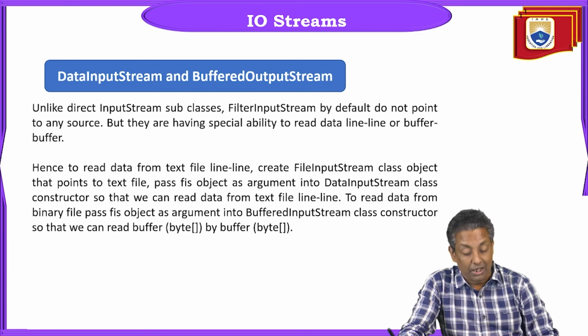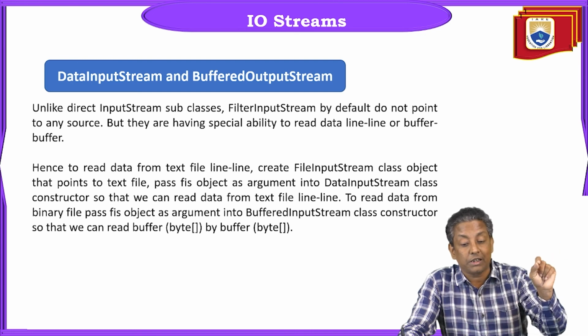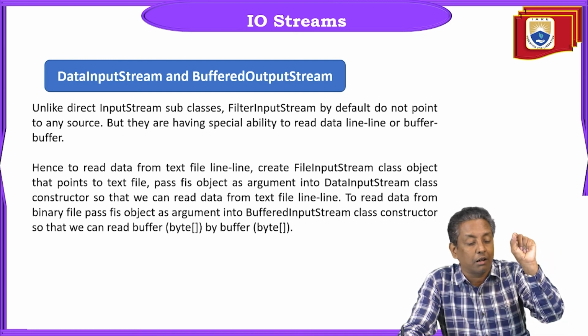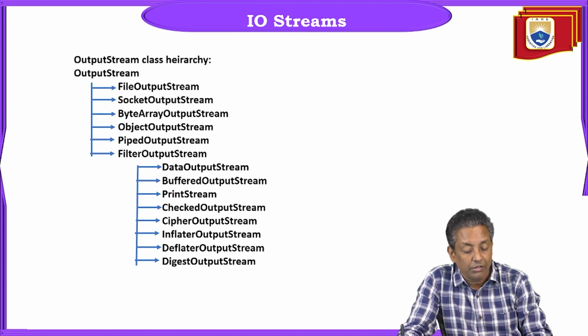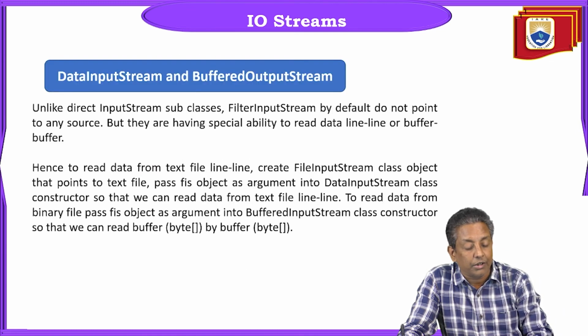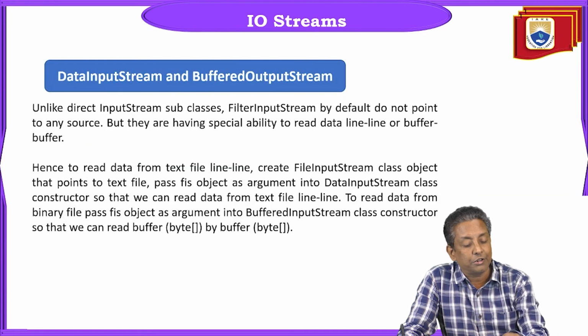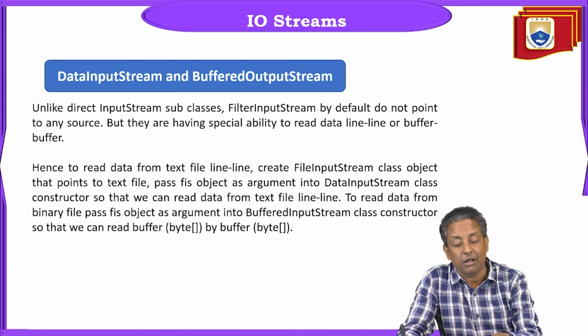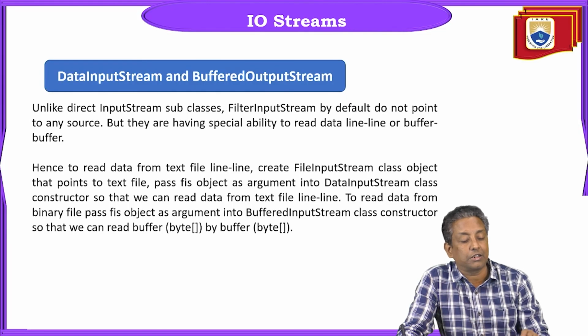Unlike InputStream subclasses, filter input streams by default do not point to any source, but they have the special ability to read data line by line or buffer by buffer. Hence, to read data from a text file line by line, create a FileInputStream class object, and that is covered in the next presentation, I think.